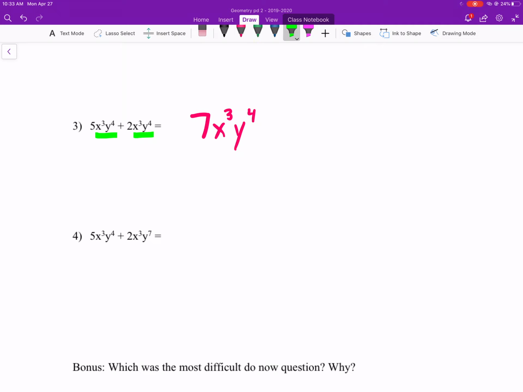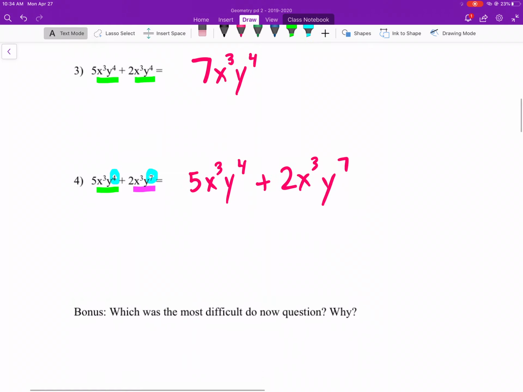Now the next one, 5x to the third, y to the fourth, plus 2x to the third, y to the seventh. Now these both have that x to the third in common, but they do not have the same y value. They both have a y variable, however, with a different exponent. That actually means that they're not like terms and cannot be combined whatsoever. So it's just, you would rewrite it. The directions would say to simplify, and you can't simplify. It's sort of like a trick question, because they do not have the same exponent for that y value. We have y to the fourth and y to the seventh, no good.